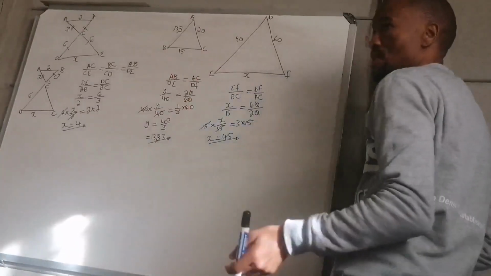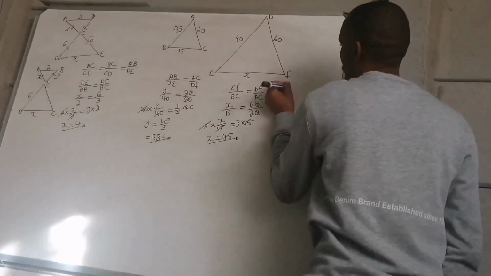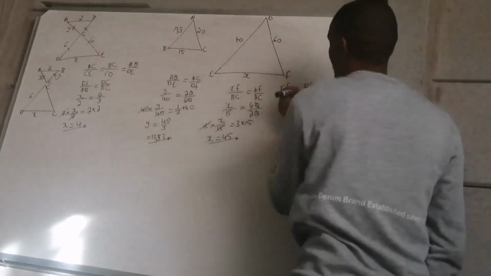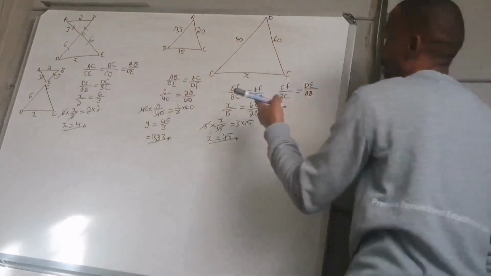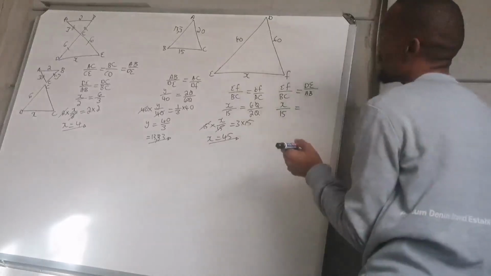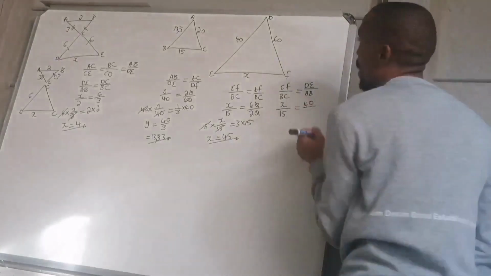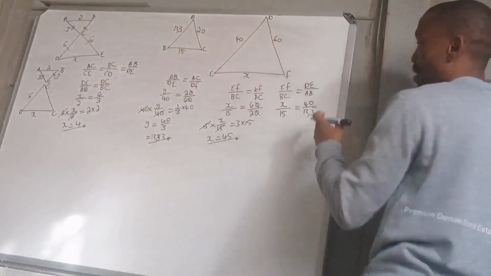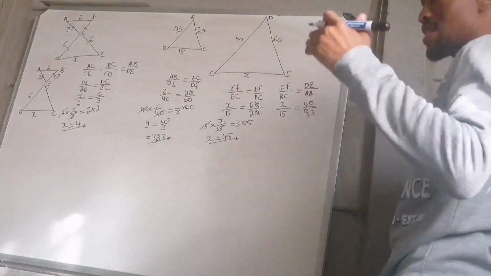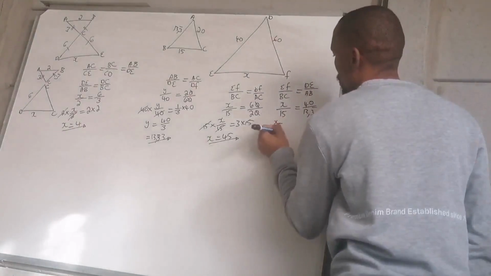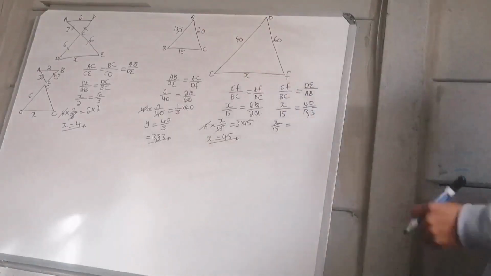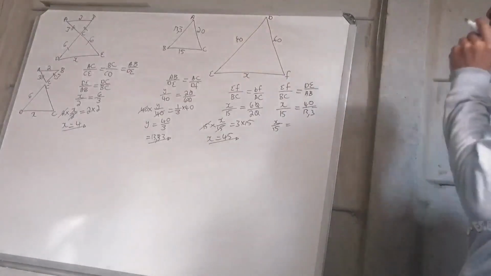Now let's go for the same thing using another pair of sides. EF divided by BC equals DE divided by AB. EF is X, BC is 15, DE is 40, AB is 13.3. So we have 40 divided by 13.3, which is 3.